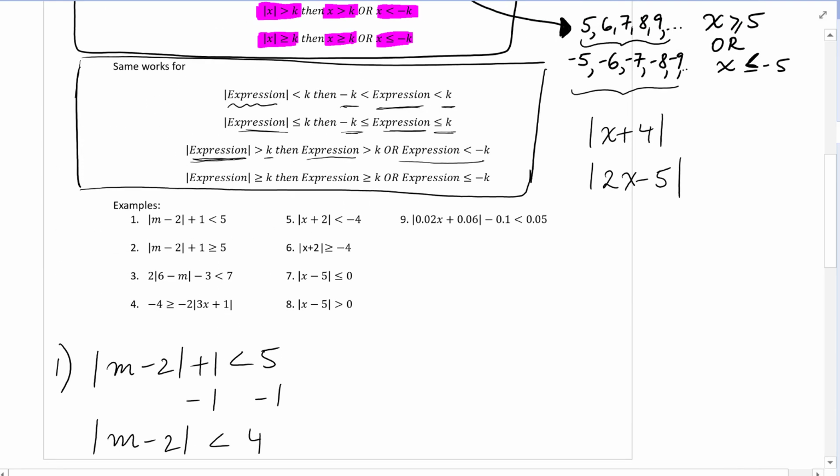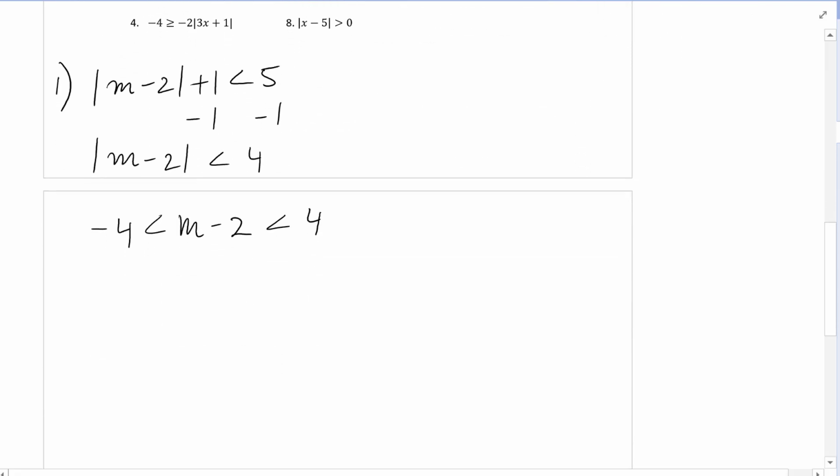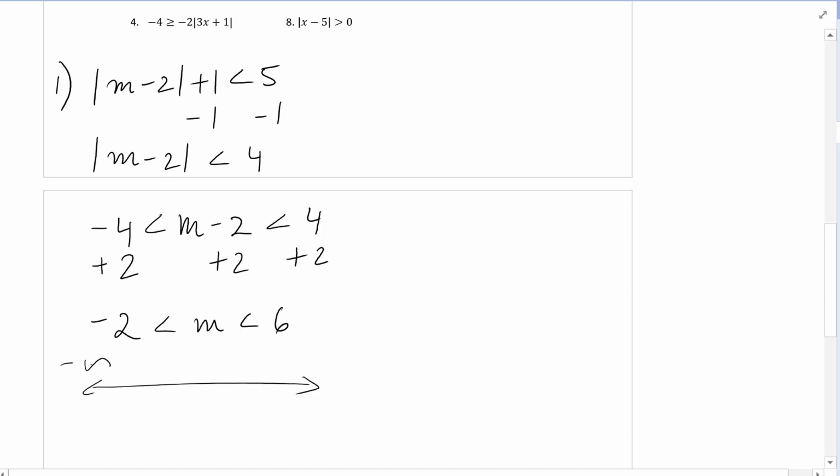Because we used, let's call this formula 1, 2, 3, 4. So if we look at our 4 formulas, the problem that we had was absolute value of an expression less than k, so it was the first one. So we translated from absolute value into a compound inequality. So how do we solve it? Well, we add 2 to both sides, and we get negative 2 less than m less than 6. We graph it, negative infinity, positive infinity, negative 2, 6, and we want between. So the final answer is negative 2, 6.